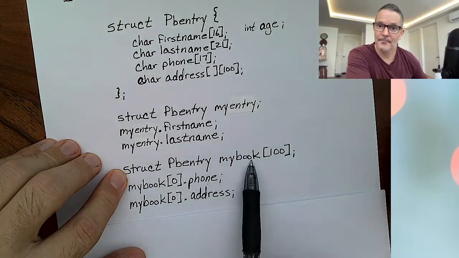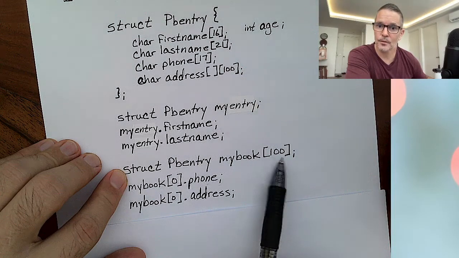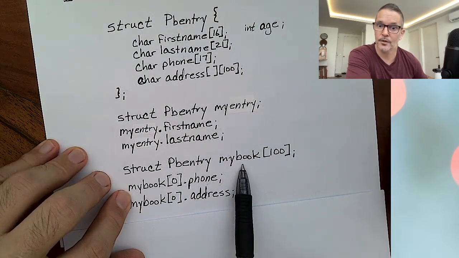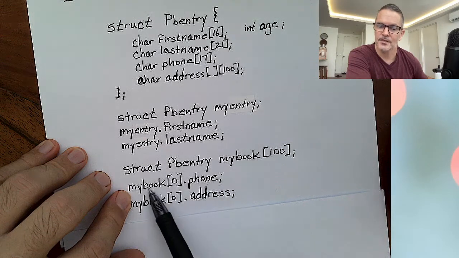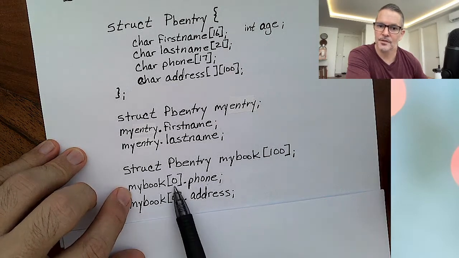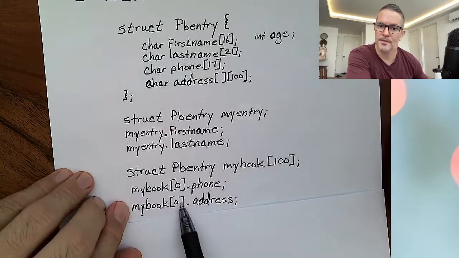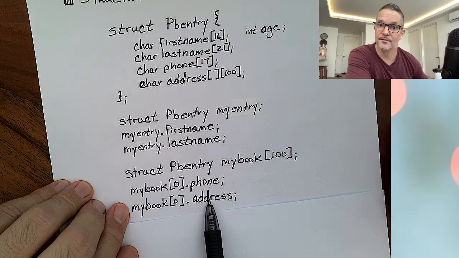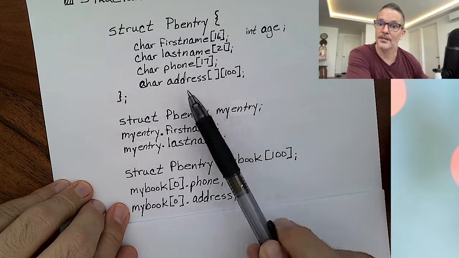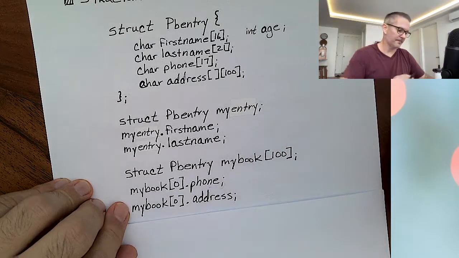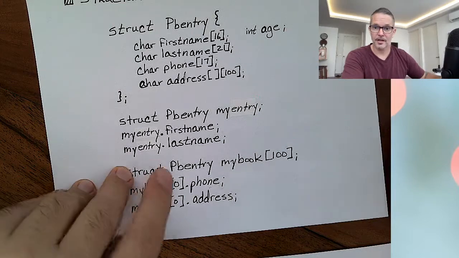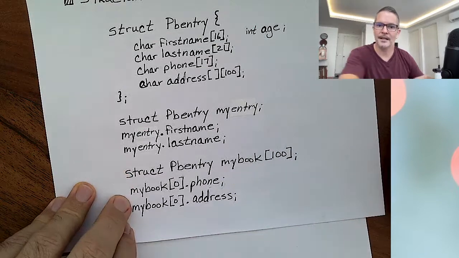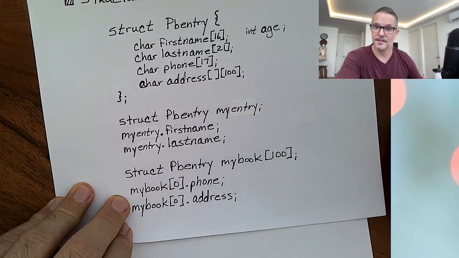Here I'm creating an array of 100 elements where each element is my structure. So I might call this a phone book with a bunch of different entries in it. So I could say my book sub 0 dot phone, my book sub 0 dot address. This is how I would access the different elements of my structure. All right. So this is how we define a structure and how we create variables of type of the new structure and how we can access the different variables inside the structure.